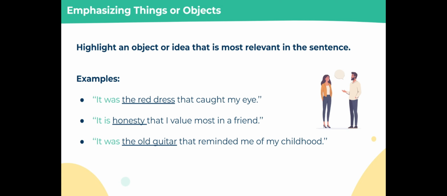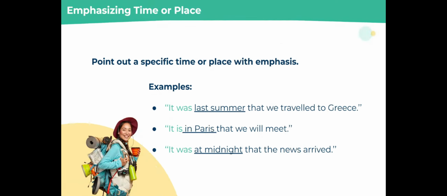Okay, well, we've had a look at these it-clefts. Okay, let's continue. This time thinking about a time or place. Point out a specific time or place with emphasis using it-clefts. Examples. It was last summer that we travelled to Greece. It is in Paris that we will meet. It was at midnight that the news arrived.